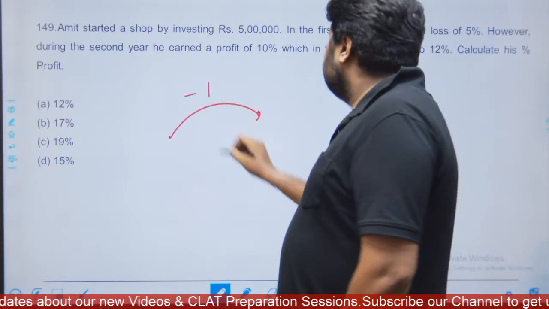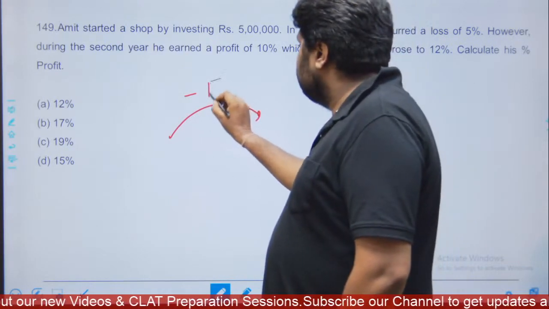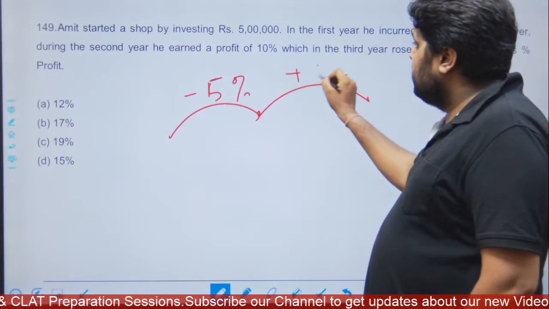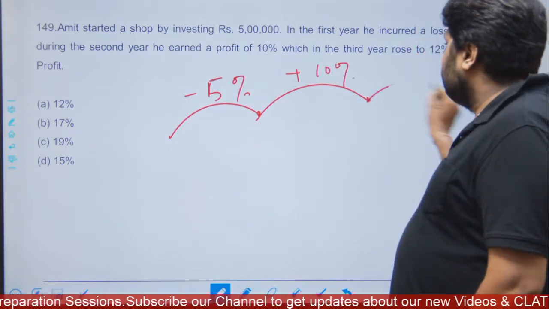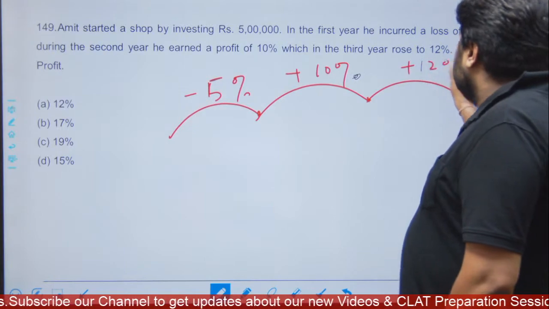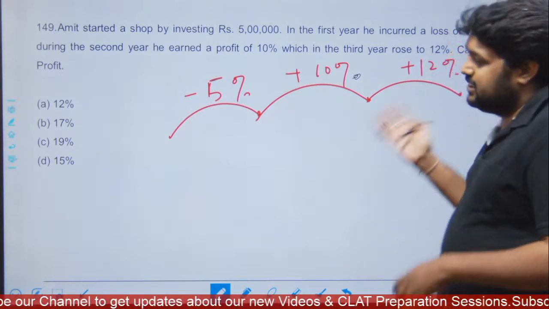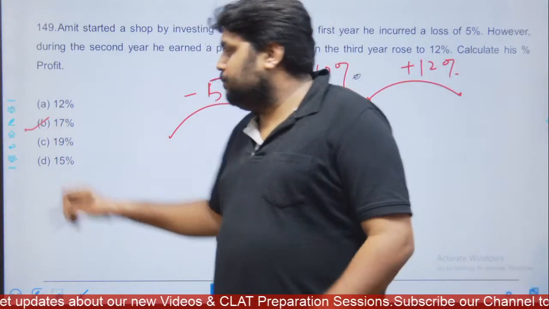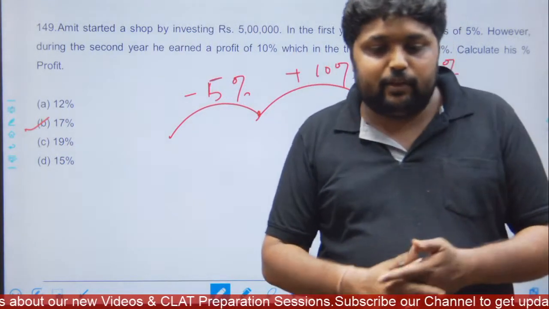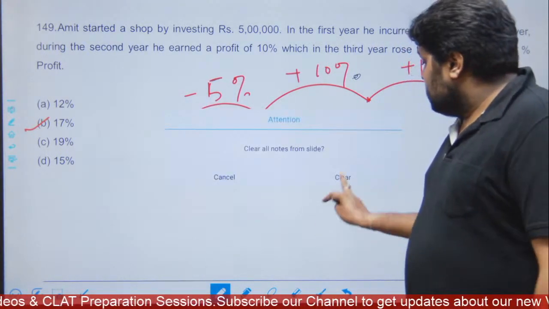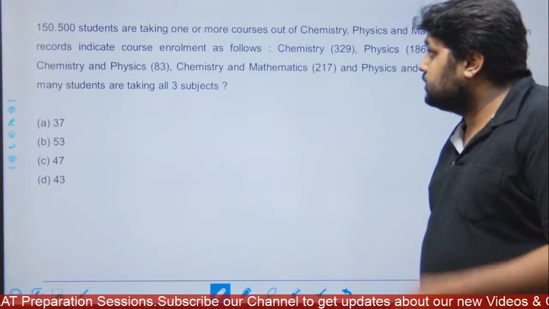First year it is decreased by 5% because there is a loss. Next year it is increased by 10% because there is a profit, and the third year it rose by 12%, which means a profit of 12%. Just apply the successive change and you will get the answer, 17 point something. The approximate value is 17%. You can mark the answer. Okay, next one is the last.